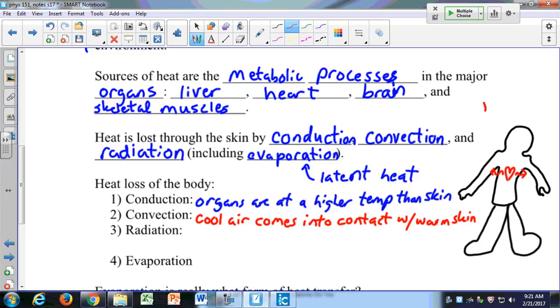All right, so if we have a fan blowing on to us, that cools us obviously, and then radiation, warm objects emit infrared radiation.